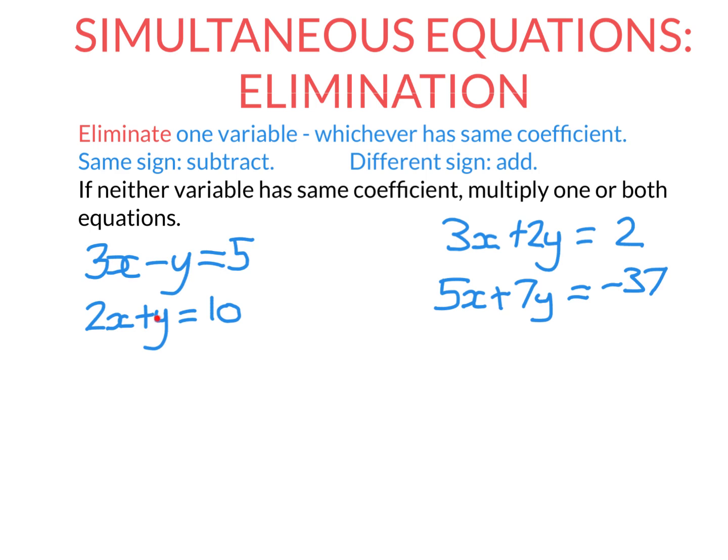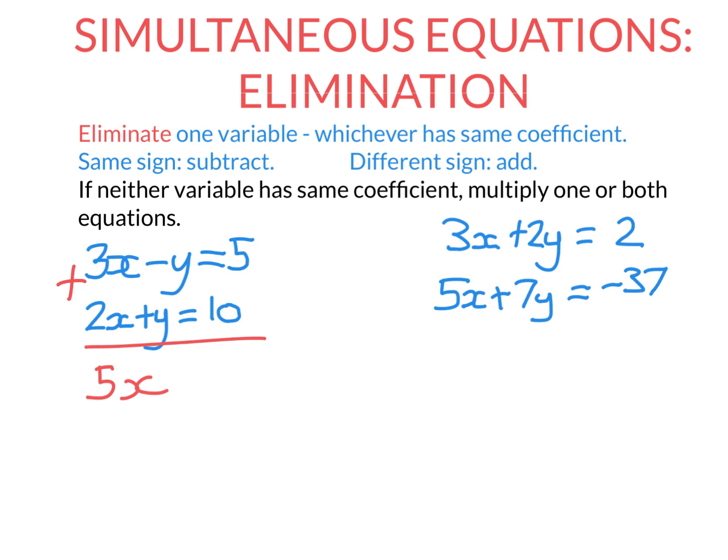Because this is a positive 1y and a negative 1y, they essentially have the same number in front of them, so I'm going to get rid of y. How do I get rid of y? Because they have different signs, I'm going to add together these two equations. So 3x plus 2x is 5x, because I'm adding both equations. Negative y plus y is 0. That cancels out. They go away. That's in fact why I added the equations, so I'd get rid of the y's.